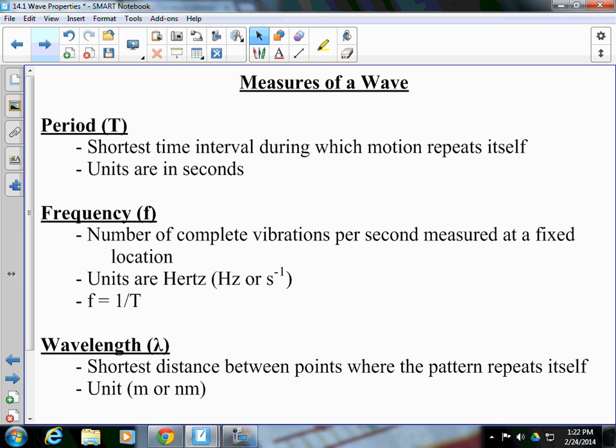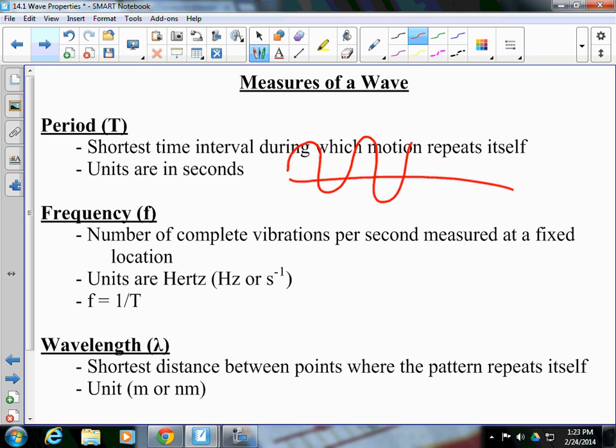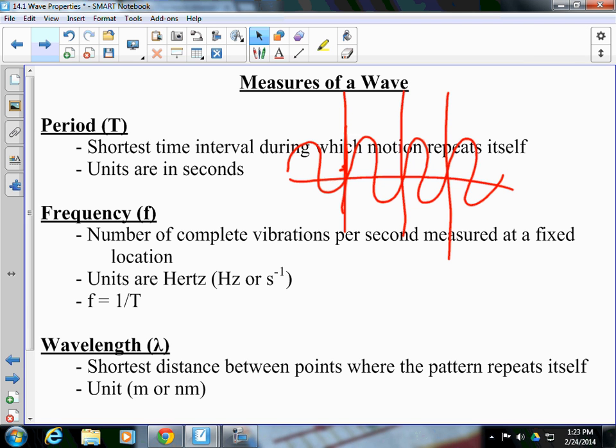Mechanical waves, time. We measure it with a period, capital T. That's the shortest time interval for which a wave repeats itself. Units are in seconds. So again, if I have my line here, if it takes 1 second for one wave to go, that's the period. Another second there, another second there. How much time does it take to complete one cycle?